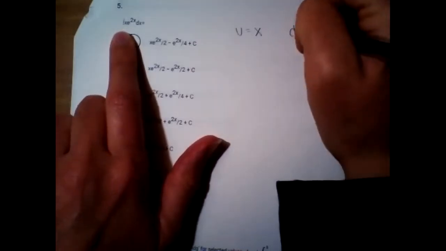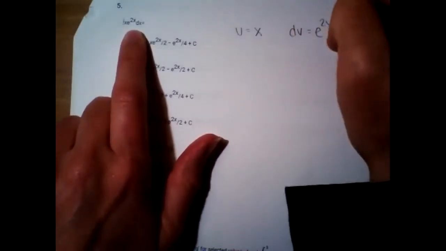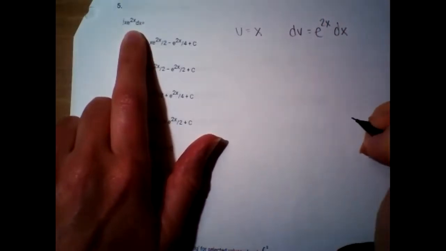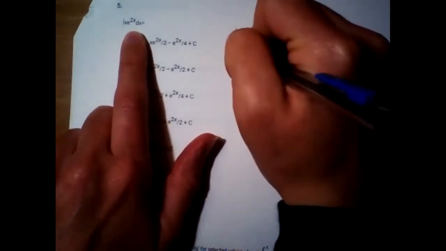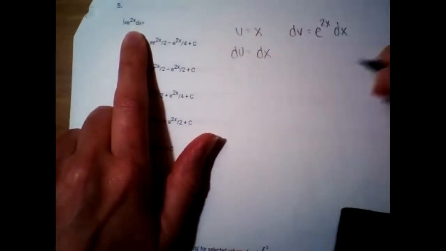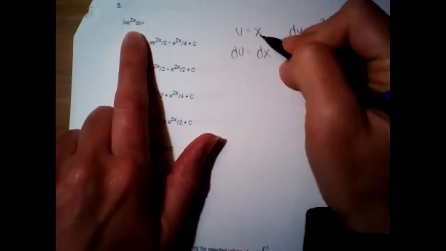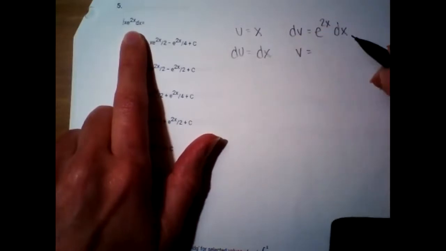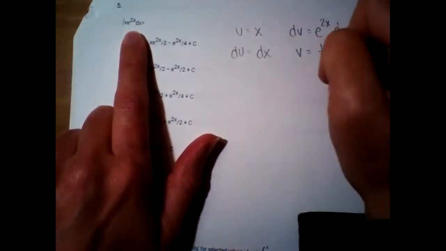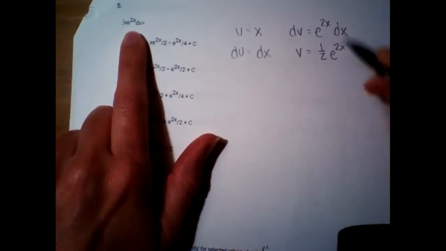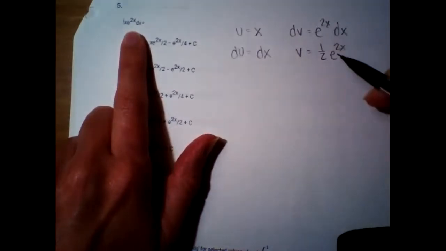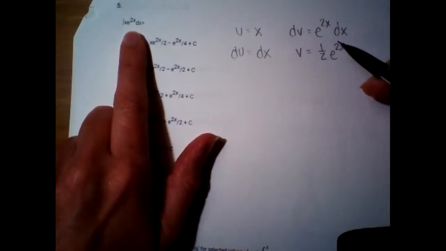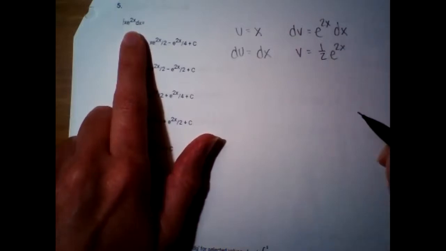All right, so for number 5, we're going to let u equal just x, and then dv is e to the 2x dx. So the derivative of x would just be 1 dx. The antiderivative of e to the 2x would be 1/2 e to the 2x. E's antiderivative is itself, but we need a 1/2 in there to offset the 2. There would be a chain rule with a 2, and we just need to cancel it out.